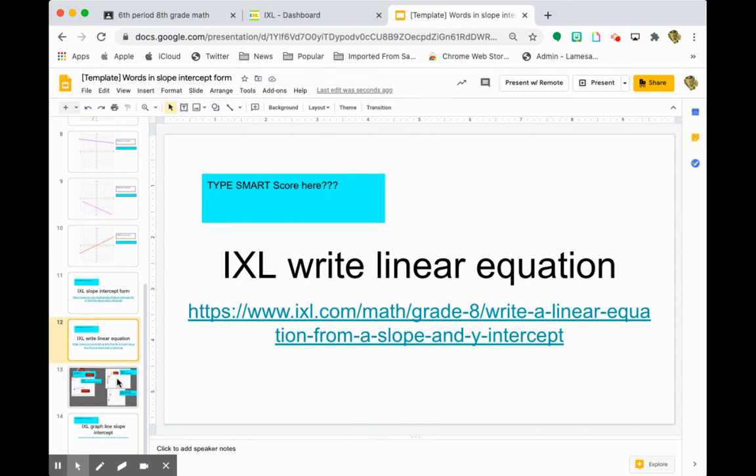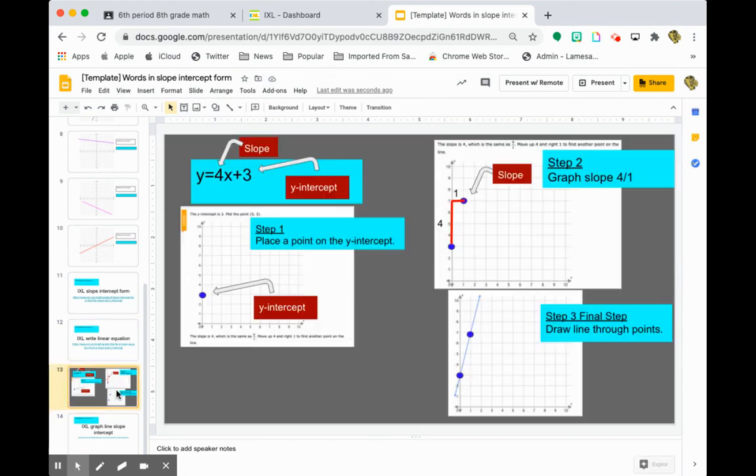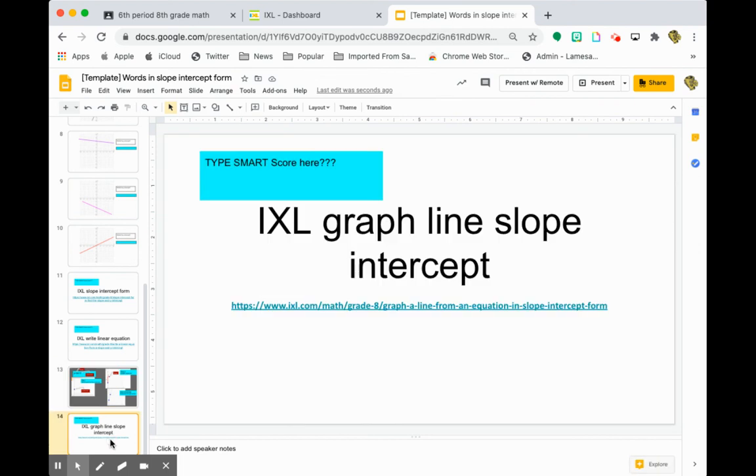And then before you get to slide 14, these are the steps on how to graph. It has step 1, step 2, step 3. Read through these and then see if you could do slide 14. You might not be able to get IXL's slide 14 done, but you might. I don't know how fast you'll go through the others.